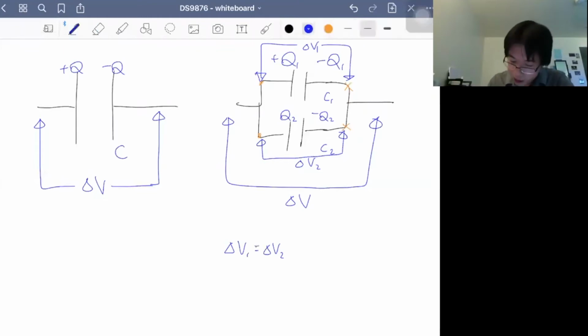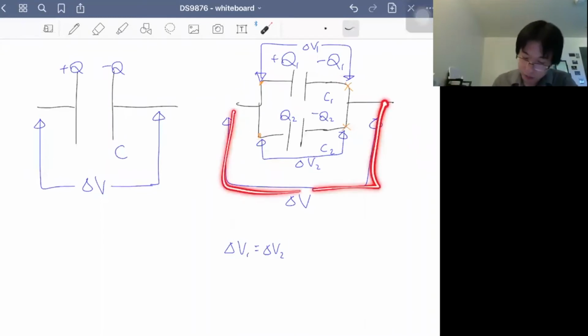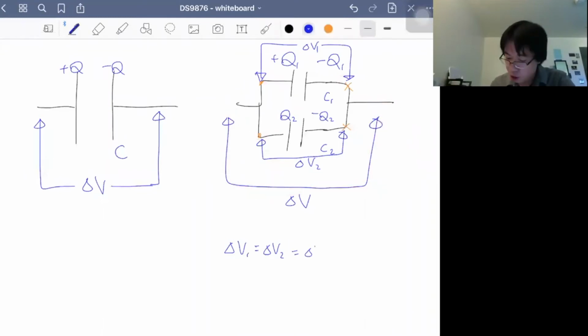Also, notice that this point is the same as this point, and this cross is the same as this cross. So if this difference is V1, then this difference is also V1. So they're all the same, right? So whenever you have a parallel configuration, this is what you can deduce. Should you memorize this? No. Learn how to draw the diagram over here.